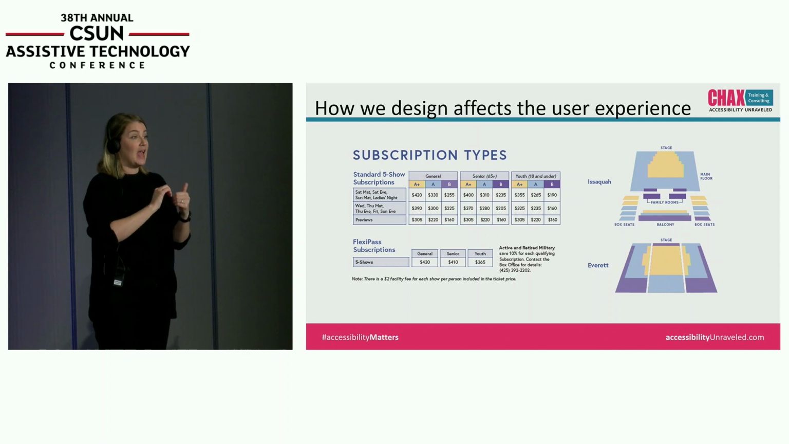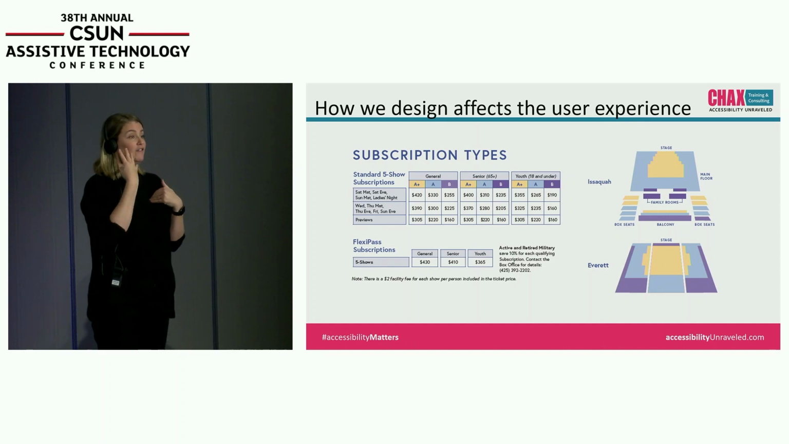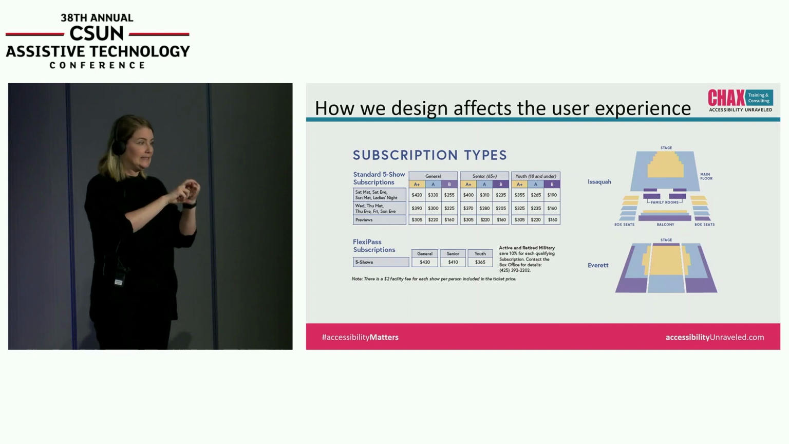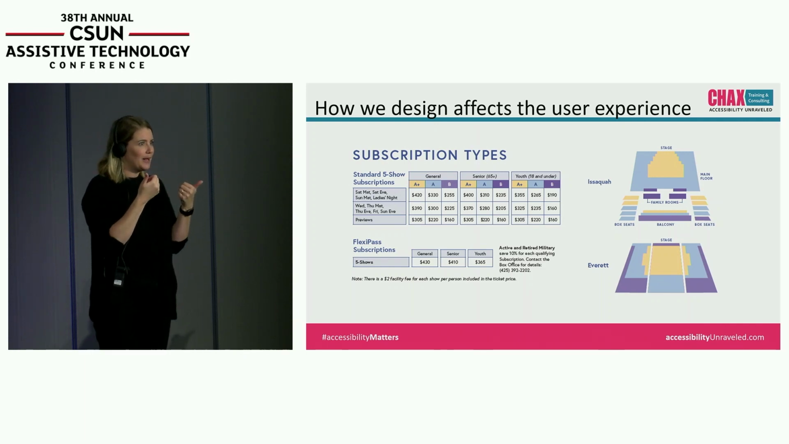How we design affects the user experience. The image that I have on screen currently is 4 separate tables, all separated by, I don't know, half an inch or so, with different seats and prices for a show in a theater. The problem is they're 4 separate tables. And so the relationship between this data is broken.